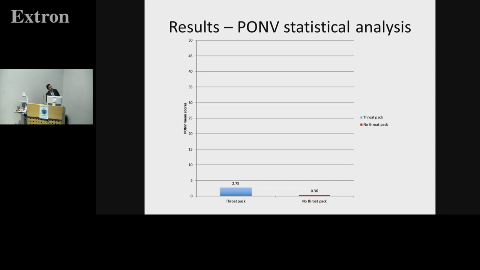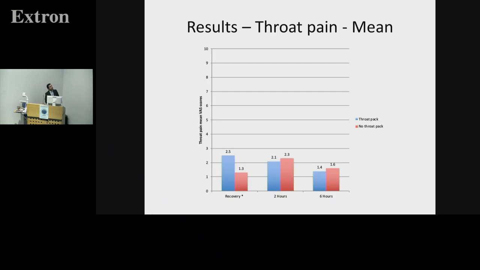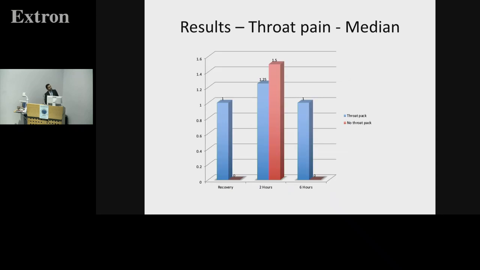The throat pack group surprisingly had more postoperative nausea and vomiting compared to the non-throat pack group. The reason being, you had 2 outliers who scored 50 in the throat pack group in terms of postoperative nausea and vomiting. These were the mean scores for the pain, so you can appreciate that it's a little bit higher on recovery, but fairly equal at 2 hours and 6 hours postoperatively.